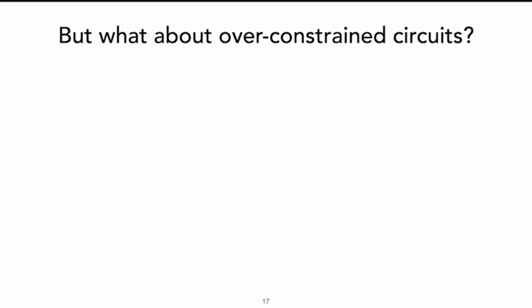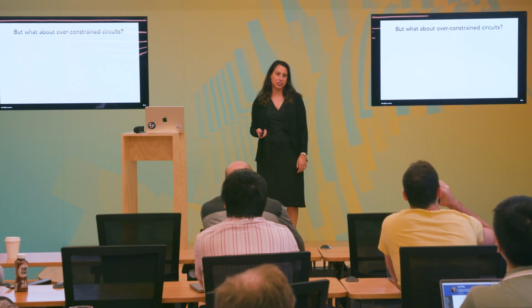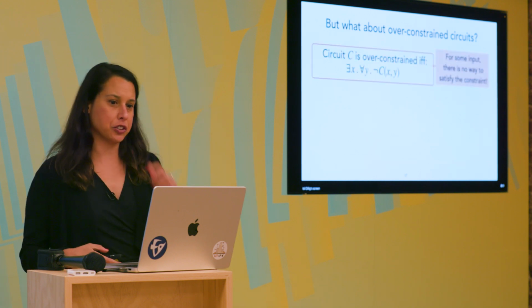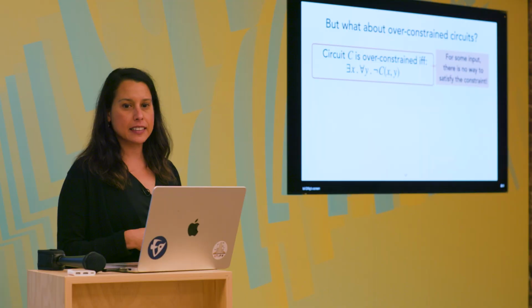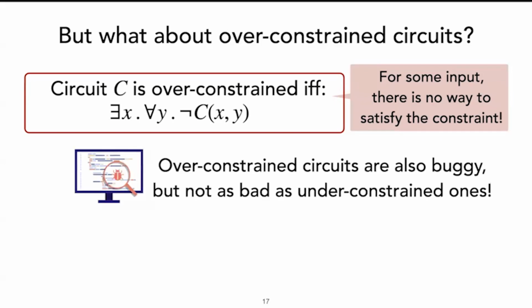Okay, so I bet a lot of people at this point say, if there's a notion of under-constrained, can a circuit also be over-constrained? Sure, we can come up with a definition of an over-constrained circuit, and intuitively, an over-constrained circuit says that for some input that perhaps satisfies some precondition, there is no way to satisfy the circuit. So there exists an X such that for all Y, C of XY always evaluates to false.